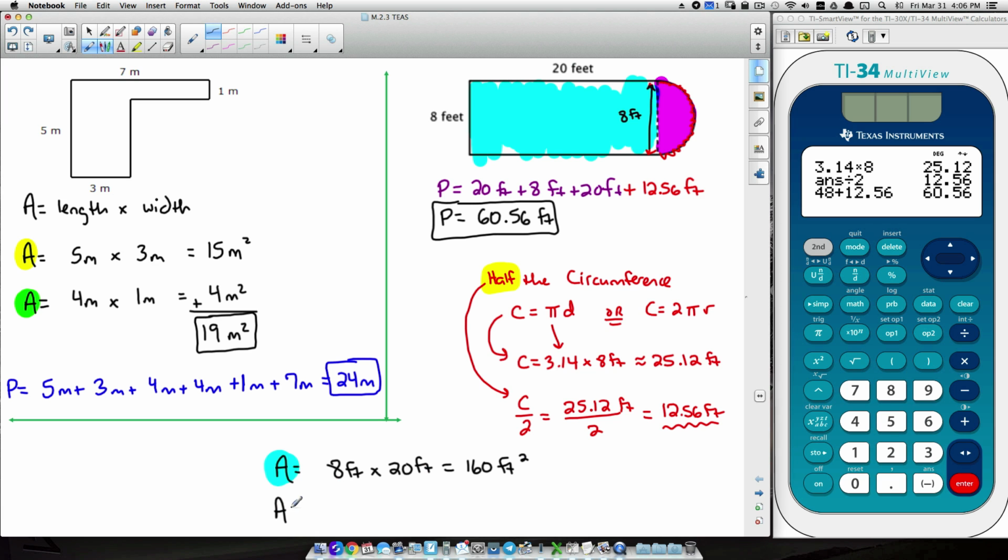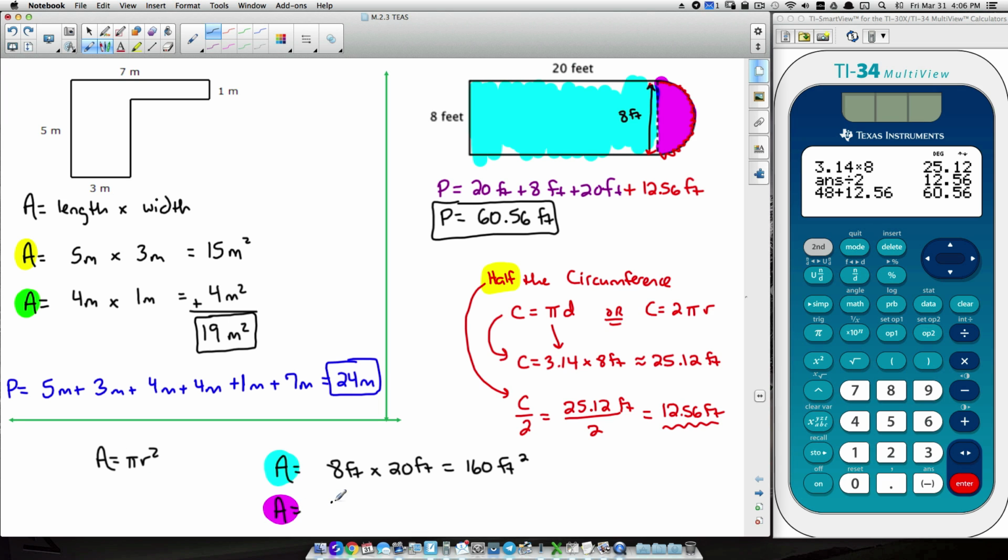And now let's come and find the area of our dark pink region, which is the area of a half a circle. Well, the area of a circle is, there's only one formula that you need to memorize, and that is pi r squared. Pi r squared. Now, this is the formula for the area of a whole circle.